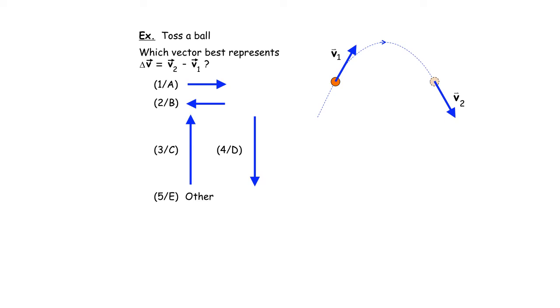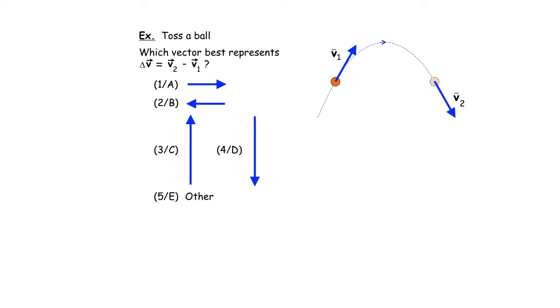Remember, we'll get to this in more detail as we get to forces. The vector acceleration is the change in the vector velocity divided by that incremental time. What you just did, without even knowing it, is you calculated the vector acceleration times delta t. Okay? Any questions on that?